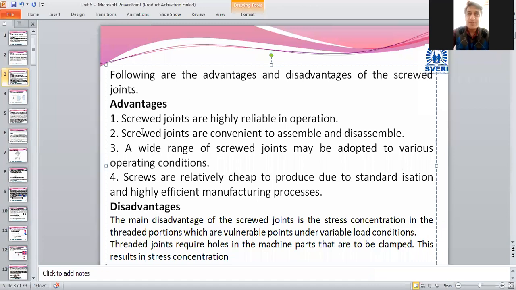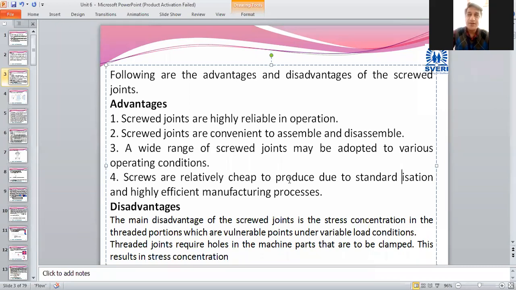Okay, so I'll read the advantages. The screw joints are highly reliable in operation. Then screw joints are convenient to assemble and disassemble, as already we have seen. A wide range of screw joints may be adapted to various operating conditions. You can use these types of joints in cold days or in winter where there is snowfall, or in hot areas in some applications where the temperature is very high, as in the case of a boiler.